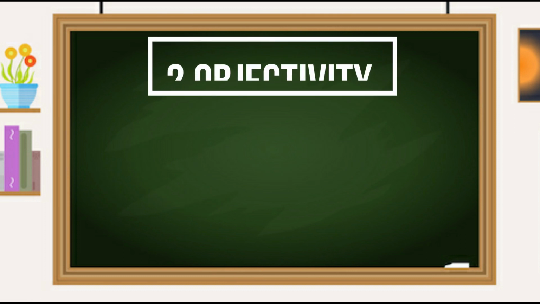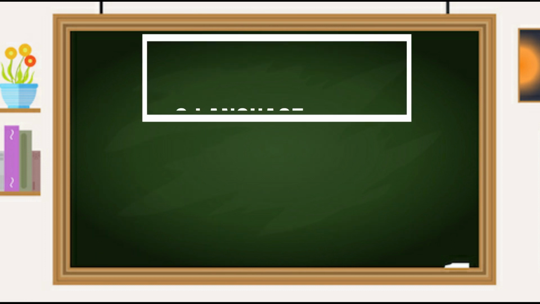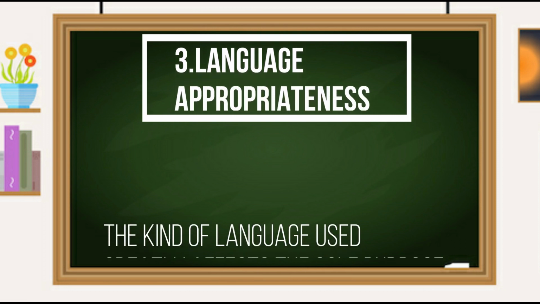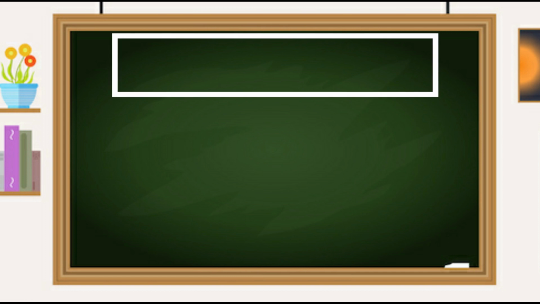Objectivity. It should never be biased or come from personal thoughts or opinions. Magnifying what is the real object cancels the impartiality of the text. Language appropriateness. The kind of language used greatly affects the sole purpose of the text, to convey a message. Be sure that the language used is suited to the level of the readers in terms of their age, interest, or educational background.